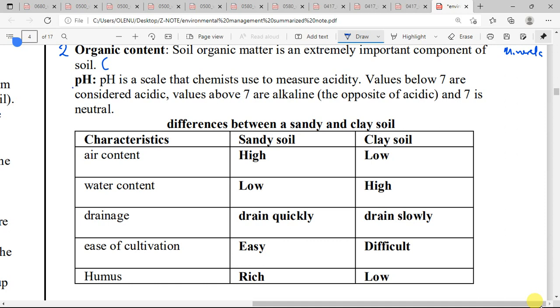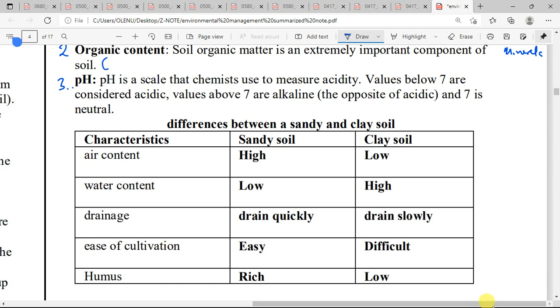Then pH is also a component that affects plant growth. pH is the degree of acidity or alkalinity of the soil. If the soil is quite acidic, there are certain plants that are adapted to an acidic environment, while there are certain plants that are not. So you need to test the soil to know the pH level, which is a scale that chemists use to measure acidity. Based on that, you now know which type of crop plant will be suitable for that particular type of soil.